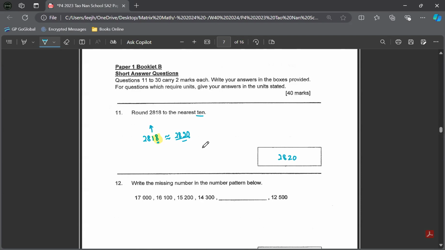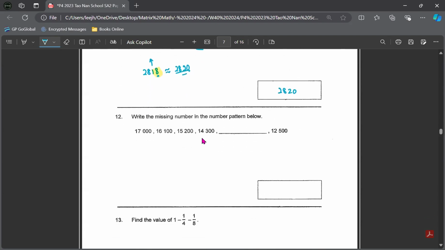Question number 12. Missing number in the pattern below. So observe the pattern properly. When you look at your whole stretch of pattern, you can see that the numbers are actually getting smaller, gradually. Like they didn't increase in the middle of nowhere.